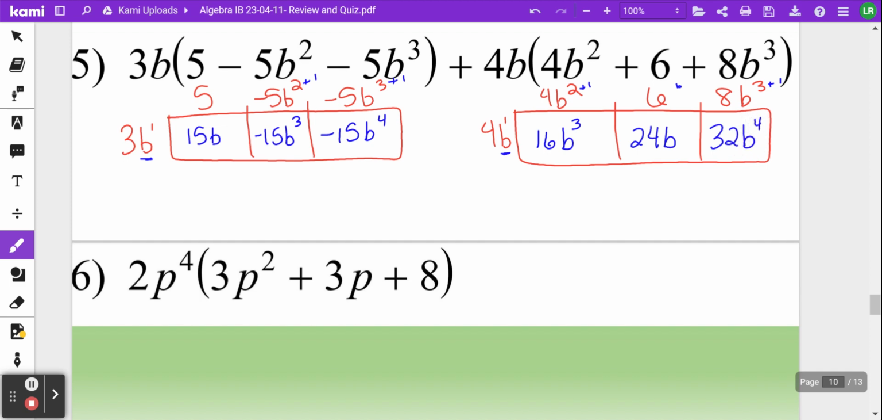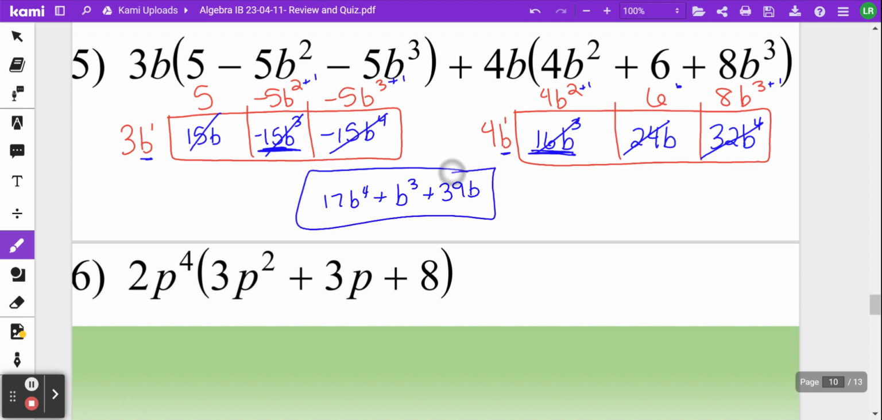And now I just got to add up the like terms. The b to the 4ths. -15 plus 32. That is 17 b to the 4ths. The b to the thirds. I have a -15 and a 16. -15 plus 16 is +1. And then lastly, my b's, 15 plus 24, that is 39 b.